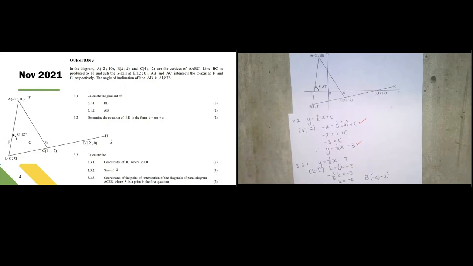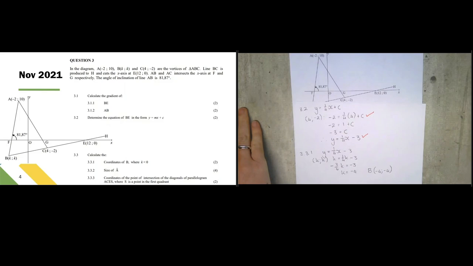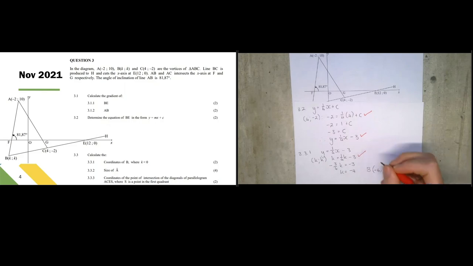Is B supposed to be negative coordinates? Yes, it is. So where do the marks go? This was also just a 2-mark question. It is a mark for the substitution and a mark for getting to the final answer that B is -4 and -4.